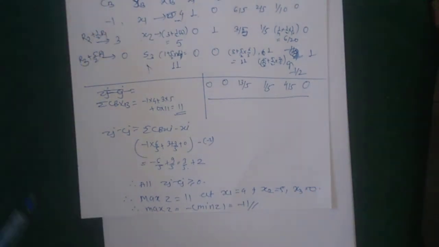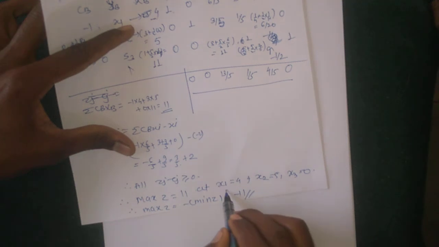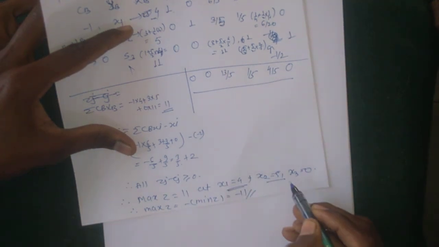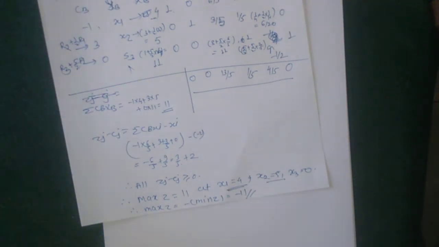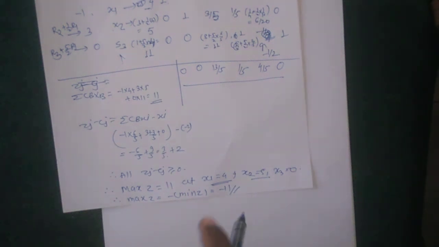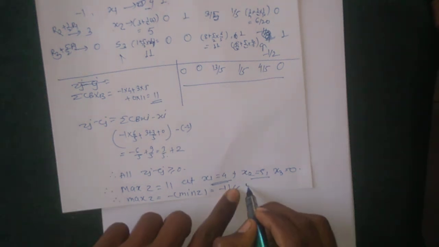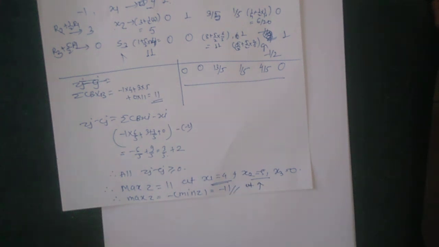This is our objective value. At that point x1 is equal to 4, x2 is equal to 5, and x3 is equal to 0. So maximum Z is equal to minus minimum Z at this point. This is our solution of the minimum Z LPP.